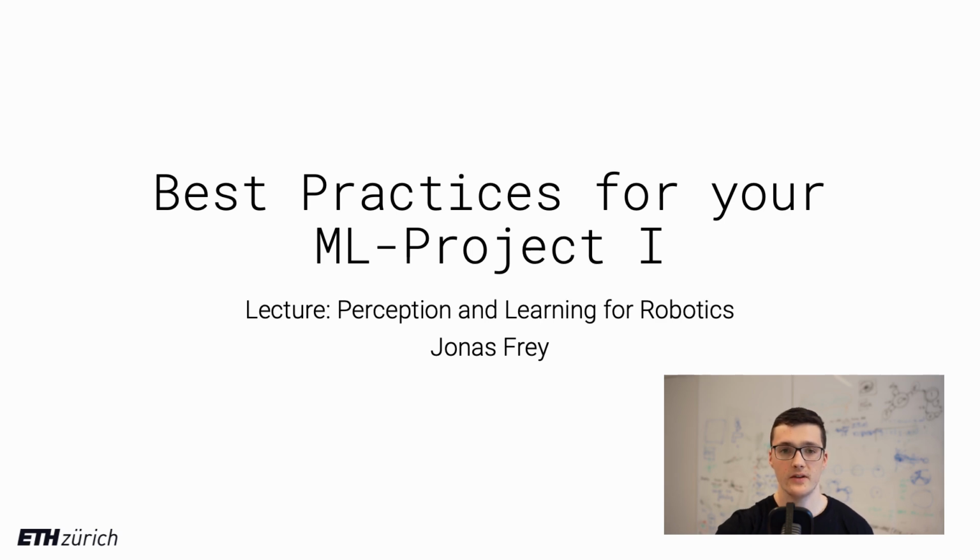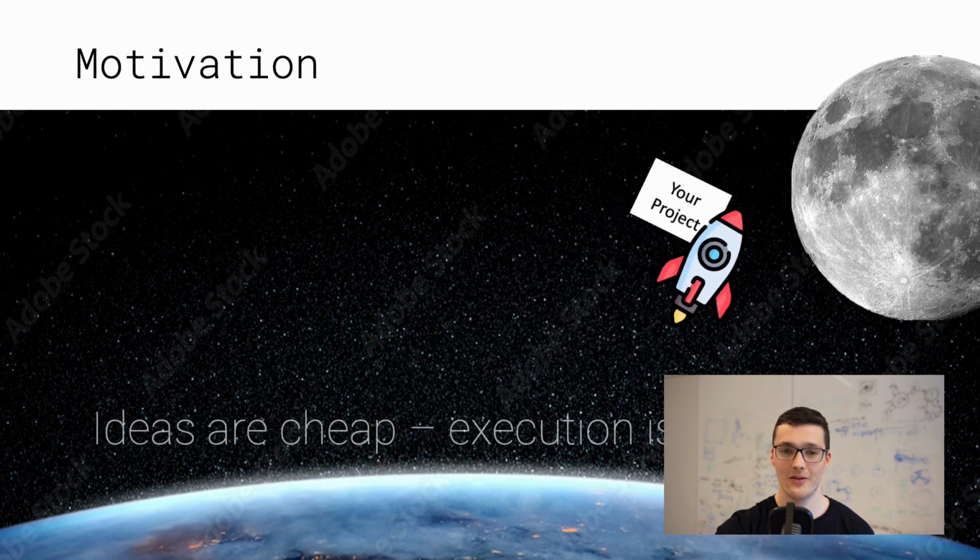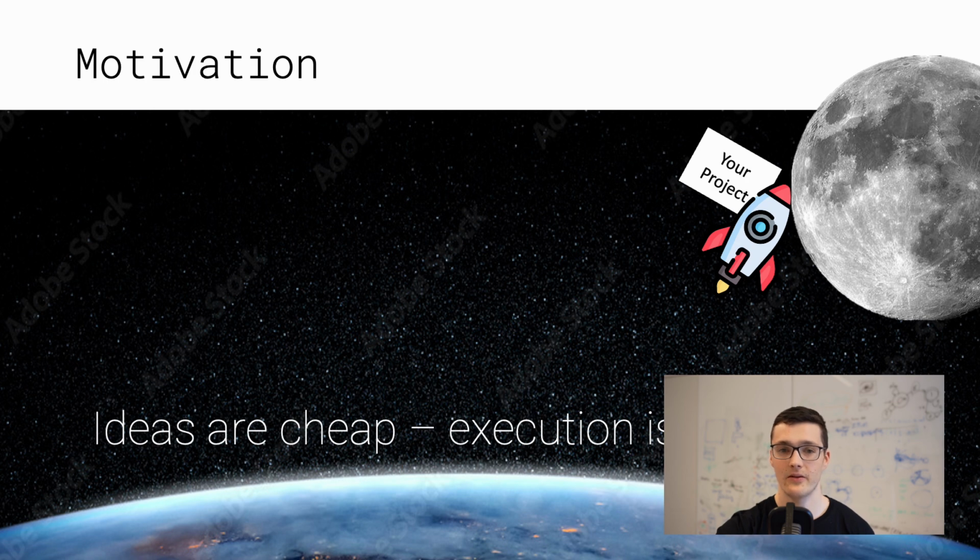As a motivation for this lecture, I would like to start out by looking at the following picture. You can see here is the rocket and there's the moon. And here's one of the slogans that I really like: ideas are cheap, but execution is everything. Everybody can have the idea of we would like to go to the moon, but then the hard part is actually executing on it and building the rocket that gets you there. And I think the same holds for your machine learning project as well.